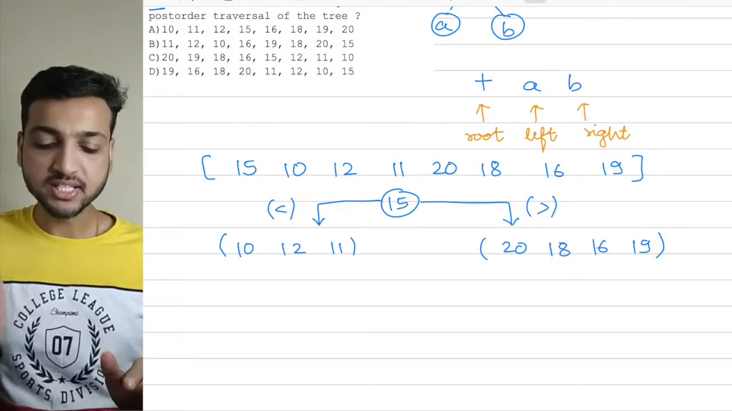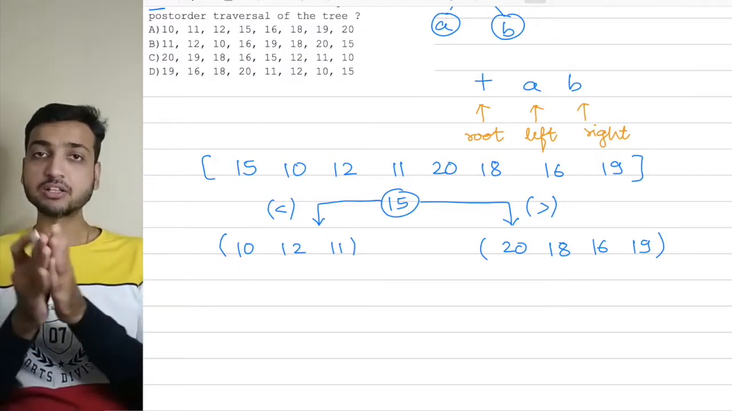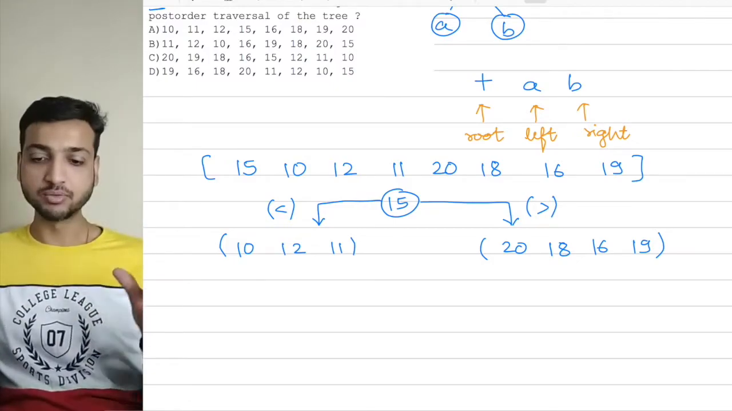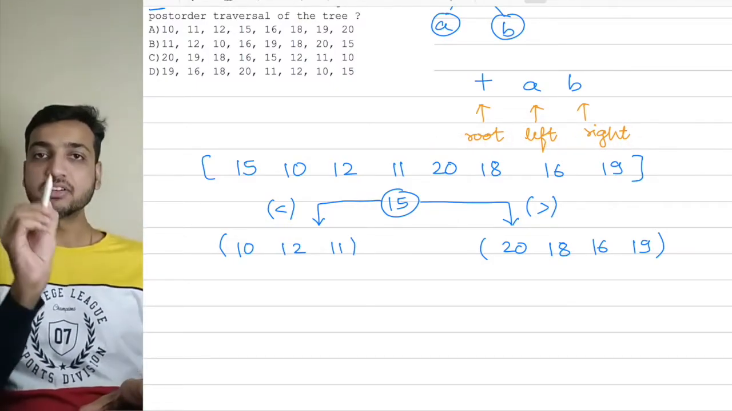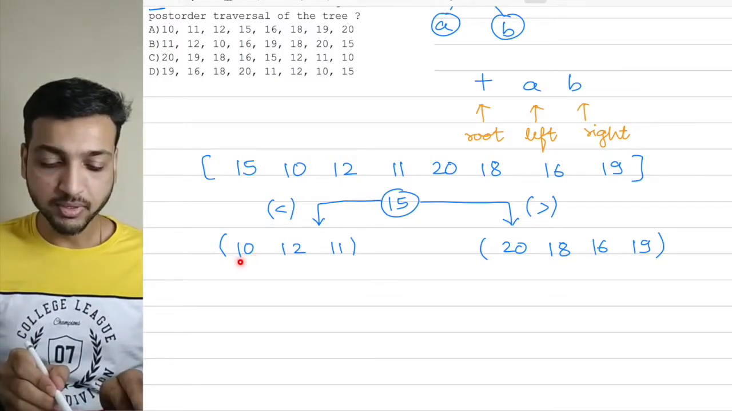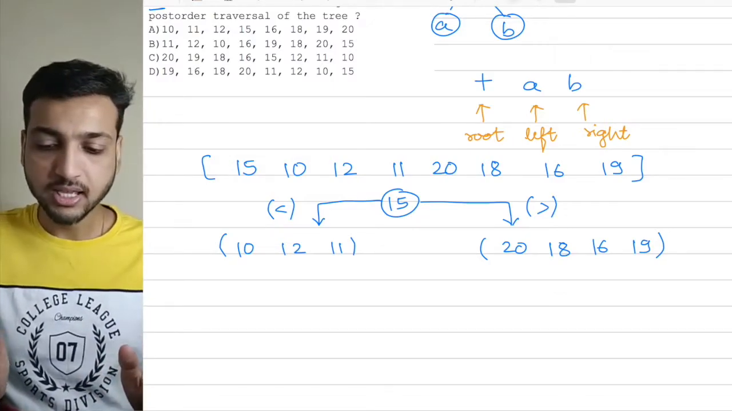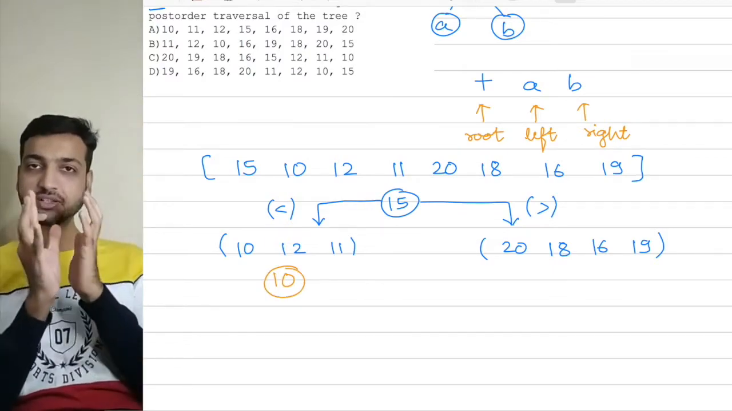Now once again, let's focus on this left subtree. In the left subtree, it is also a pre-order sequence. 10, 12, 11 is also a pre-order sequence. So once again, this property applies, that the first value which will get visited is going to be the root. So the first number that will come into this is again going to be the root. So once again, 10 is going to be the root here, okay, of this left subtree.